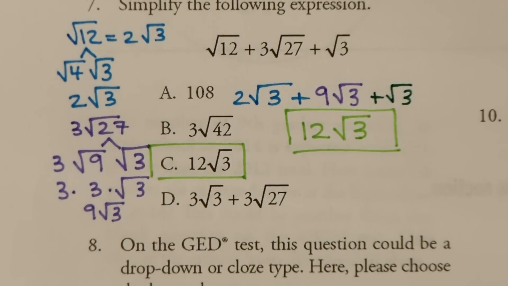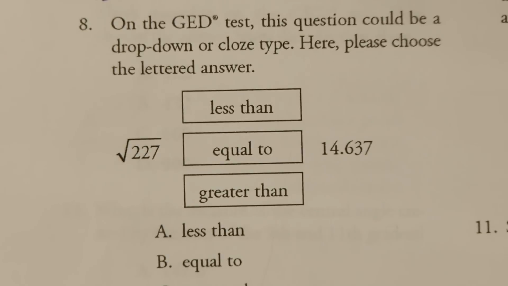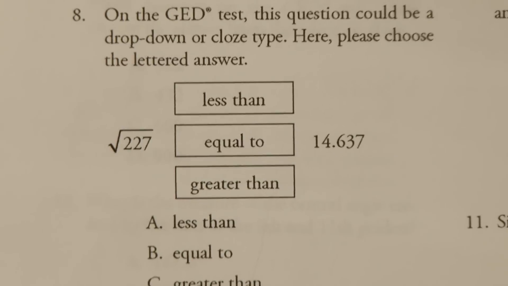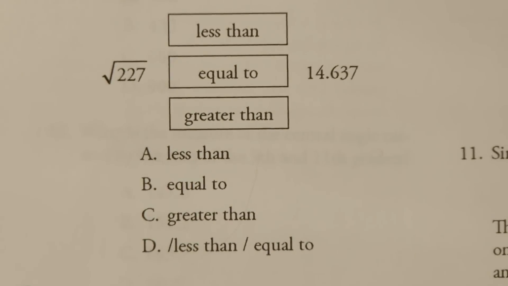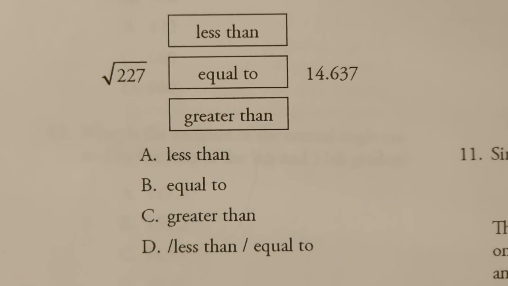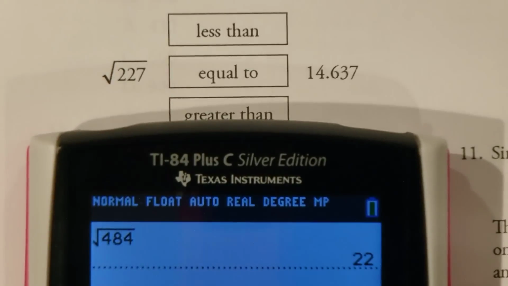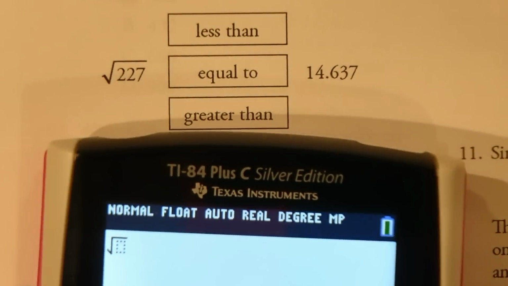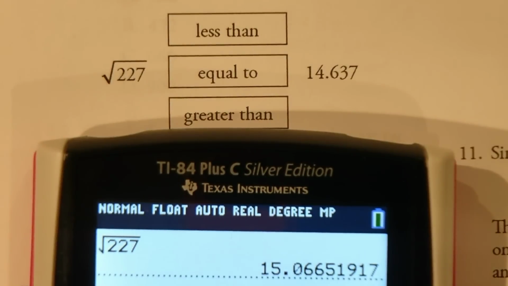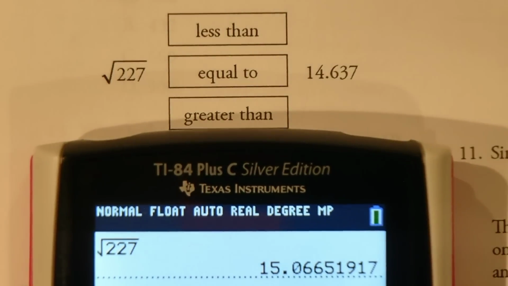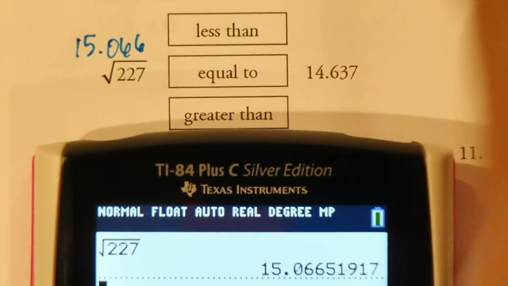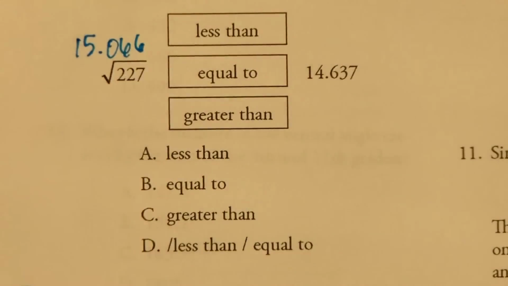All right, continuing with number 8. Please choose the lettered answer. So we're just going to scoot up a little bit. The square root of 227 is less than, equal to, or greater than 14.637. Okay, let's bring in the calculator here. I'm going to clear that out. Square root of 227, let's find out what that is. 15.066. So now we have two decimals to compare.